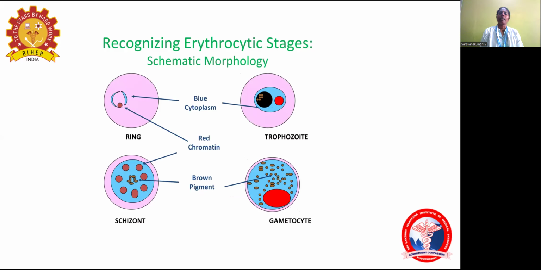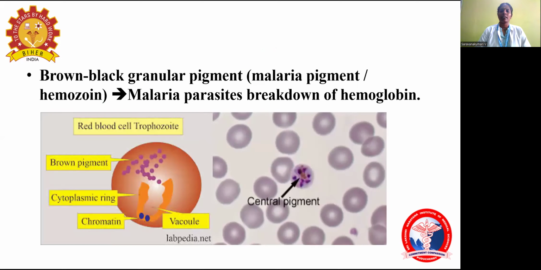In the ring form, we can see the chromatin dot surrounded by the blue cytoplasm, and in the schizonts and the gametocytes, we can see the malarial pigments. These malarial pigments are the brown black granular pigments. These pigments are the breakdown products of hemoglobin. This can be called a hemozoin pigment.